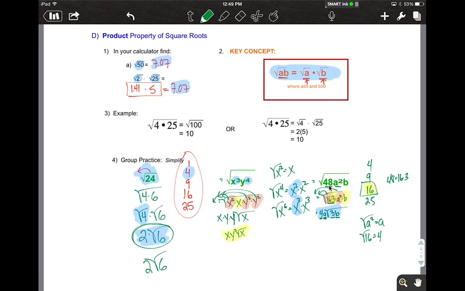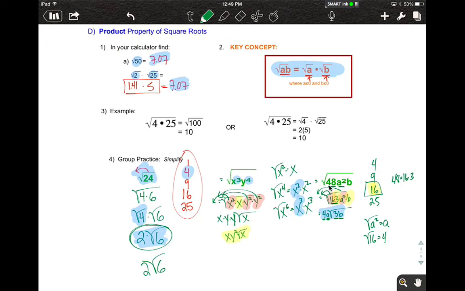Okay, this is not an easy concept. Please feel free to go back and rewatch pieces that you need to rewatch. We will be practicing this a lot in class tomorrow, so don't get stressed, but please come to class with questions if you got them. Okay, this is called the product property of square roots.